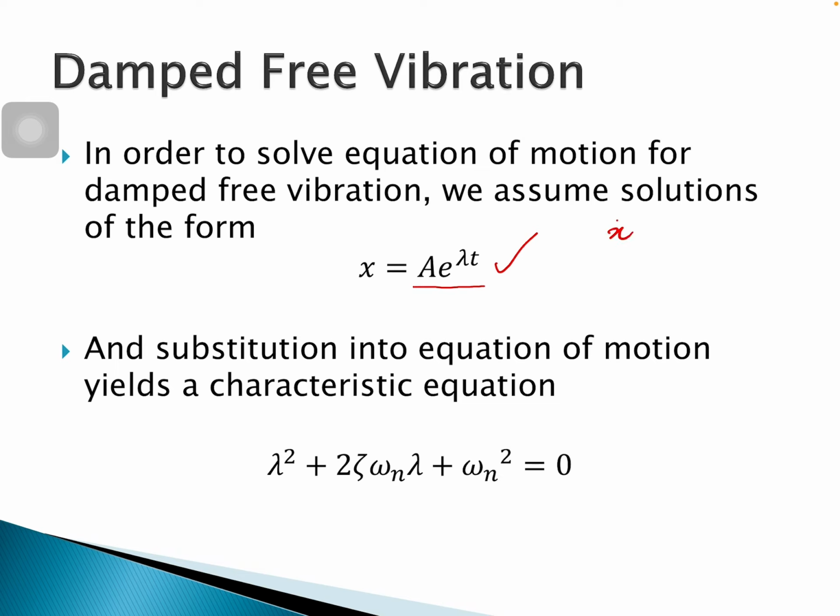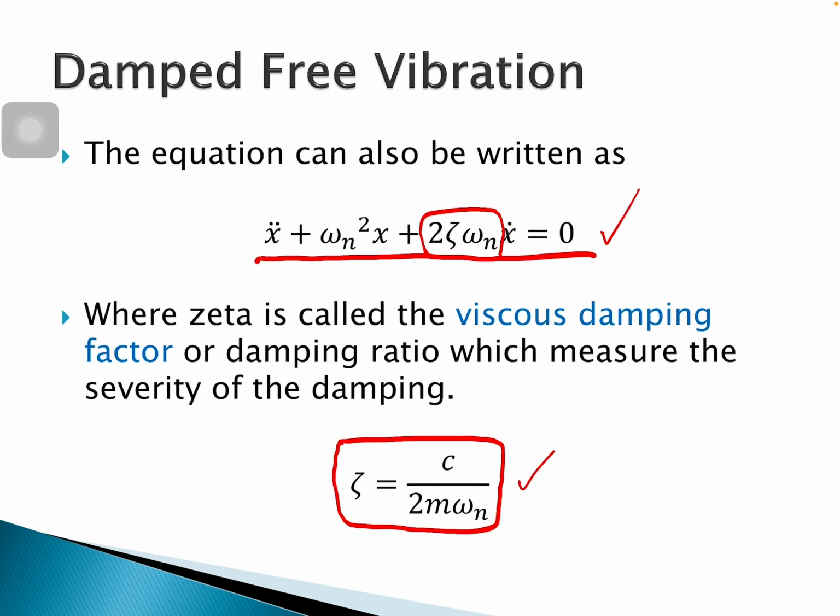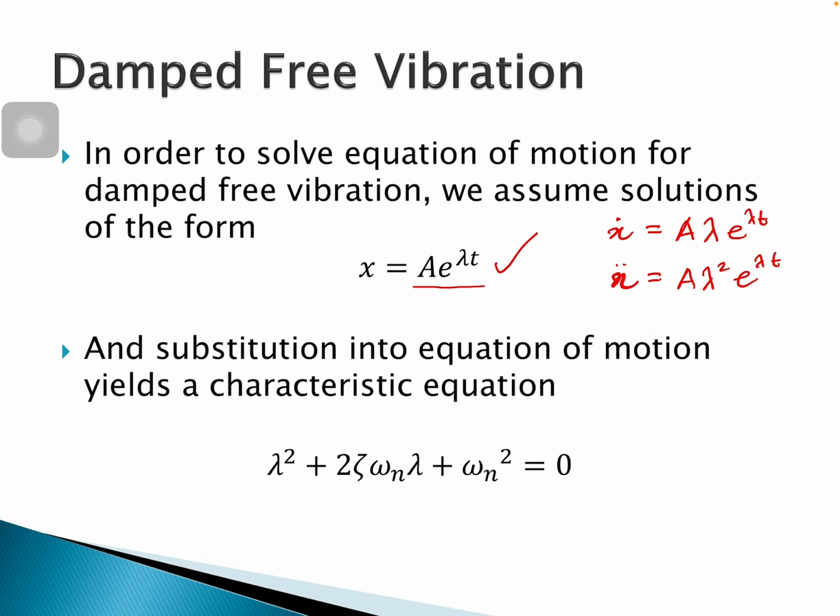So we find x dot. How to calculate x dot is we differentiate it. So we have a lambda e to the lambda t. So x double dot is equal to a lambda squared e to the lambda t. Simple. So we substitute everything back into this equation, and we will get this.